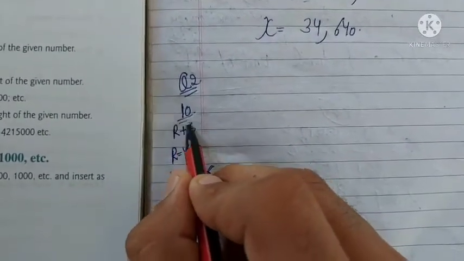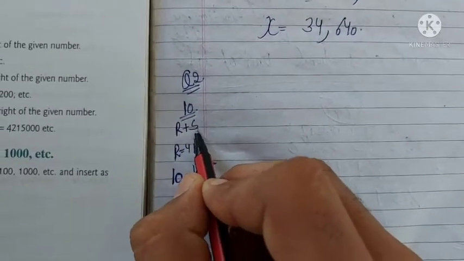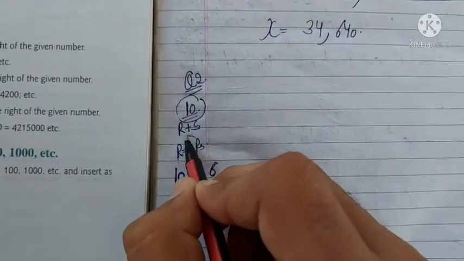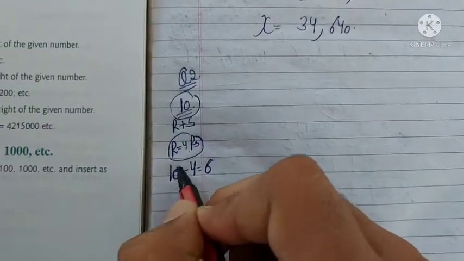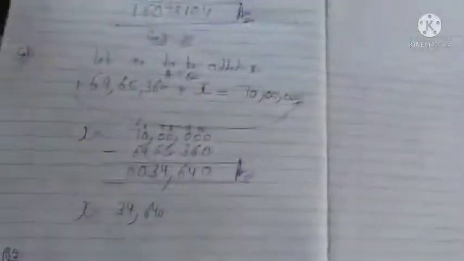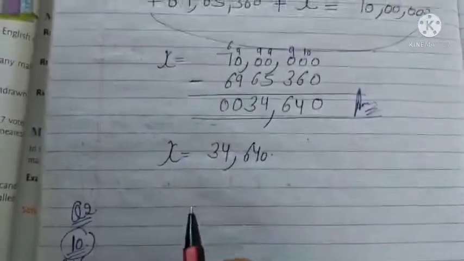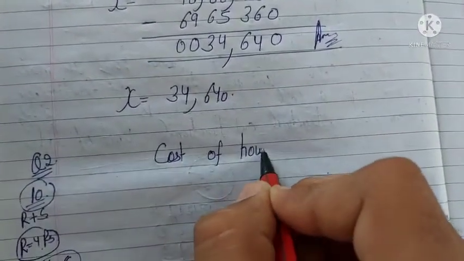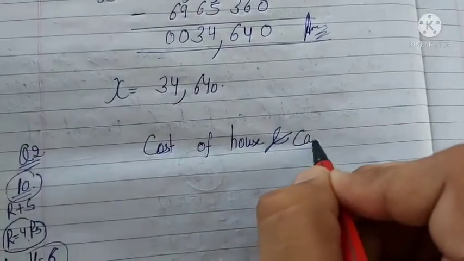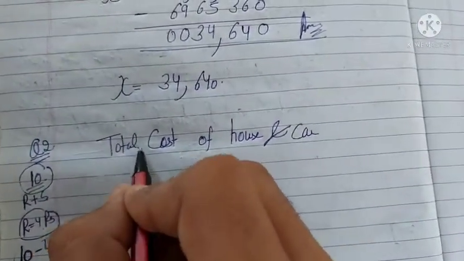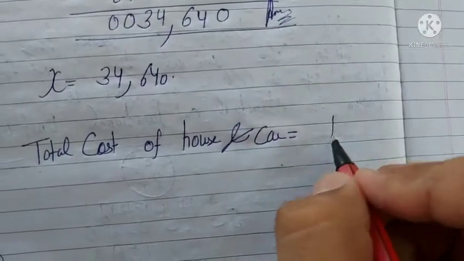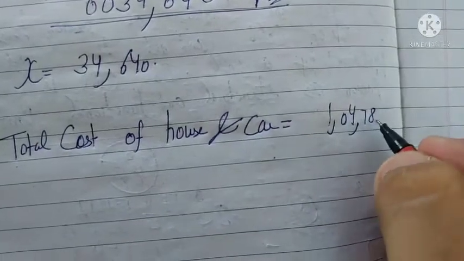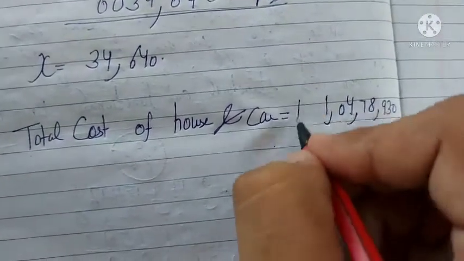So he has given the total of car plus house, and he has given the cost of the car. From the total cost, you must subtract the cost of the car. You are going to get the cost of the house. So it's a word equation, but don't worry. So the cost of house and car, flat means house, the total cost, would be equal to 104,78,930 rupees.